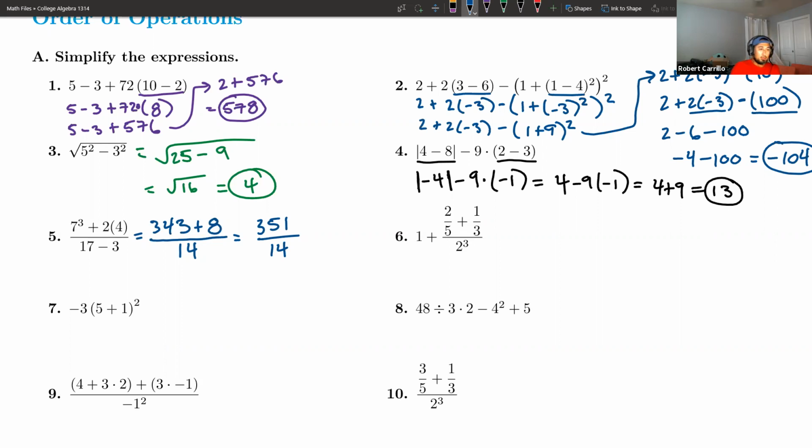And I don't think they have anything in common. Remember, 14 is just 7 and 2. And 351 is not divisible by any of those numbers. It's not divisible by 7, and it's not divisible by 2. So lucky us, this is our final answer for that one.